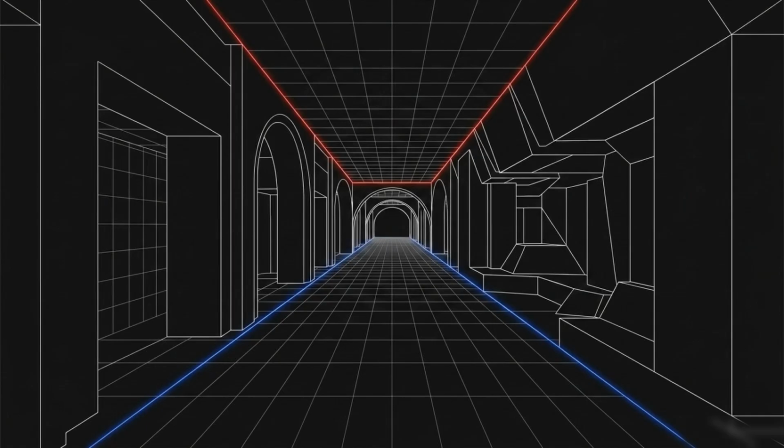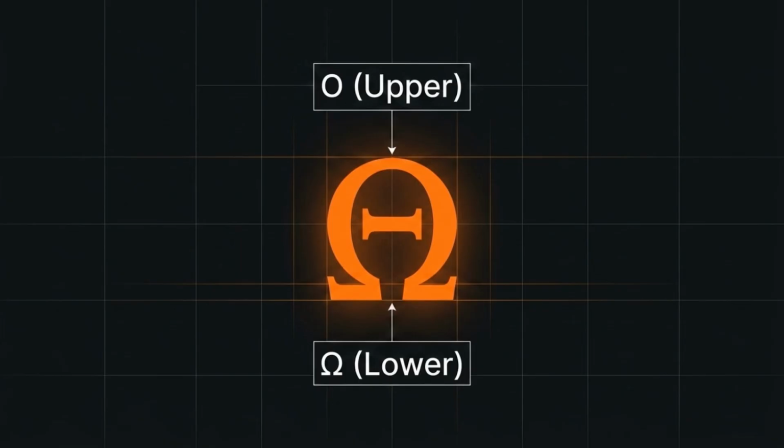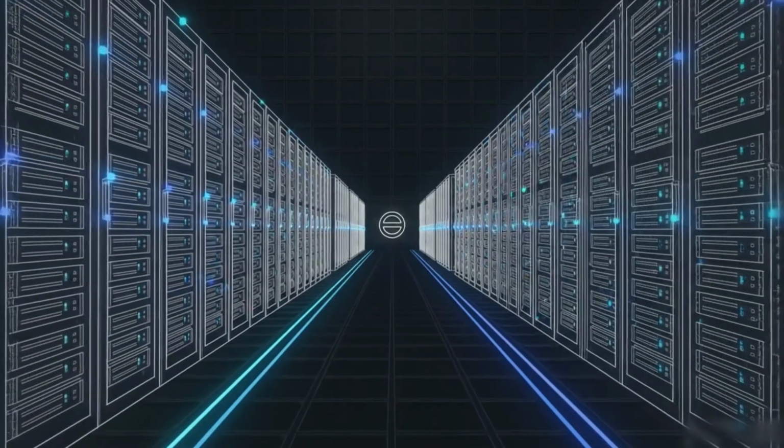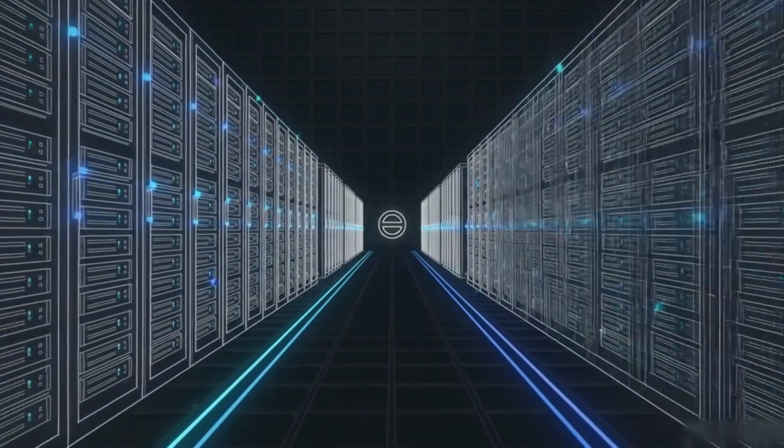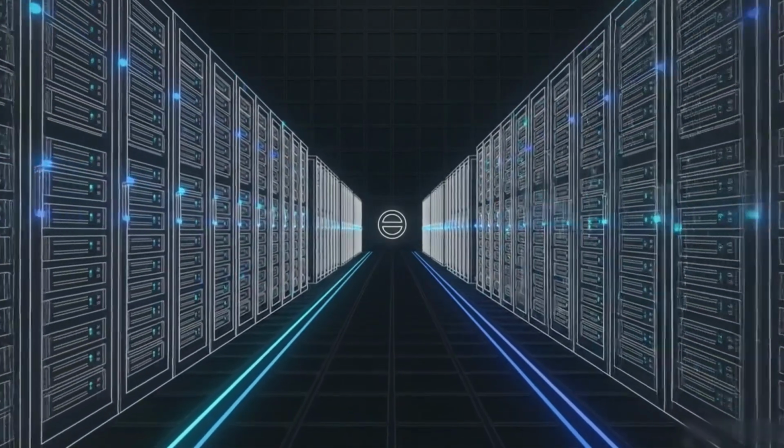Big O and omega define the ceiling and the floor of performance. Theta notation combines these into a single tight bound. By identifying a theta bound, we establish the definitive rate of growth for an algorithm, allowing us to predict how performance scales as inputs increase.